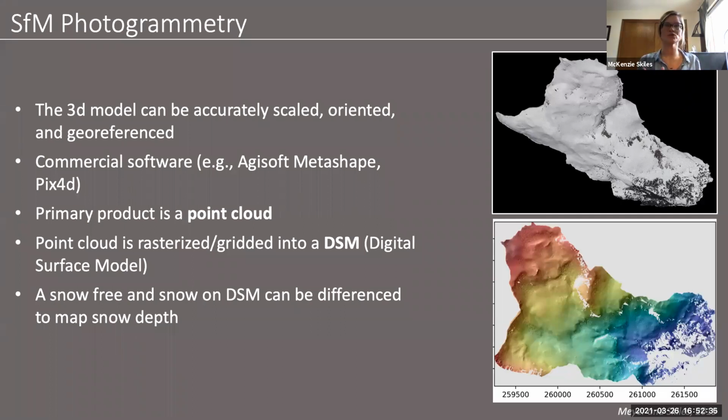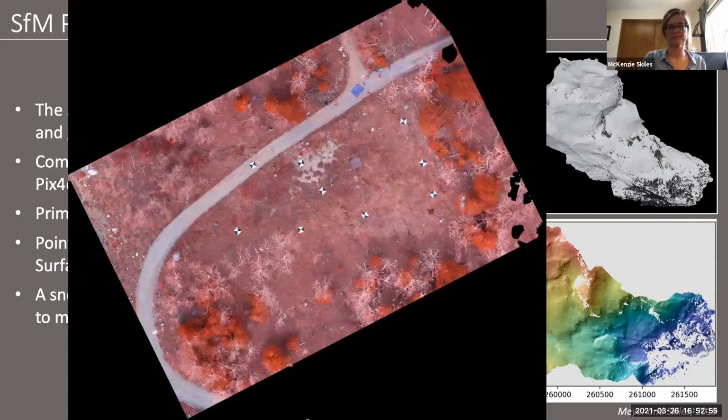And the outcome of structure from motion is a point cloud. So basically all these individual points that were matched between pictures come together to create a surface model of the scene that's then rasterized into a digital surface model. And you can take the difference between a snow-free and snow-on digital surface model to map snow depth. And I just wanted to point out that if you're using a drone, usually you geo-reference it with ground control points that are placed throughout the scene and then GPS. And that's how you place your model in the right spot on Earth.